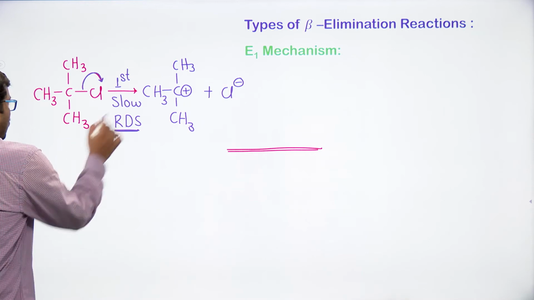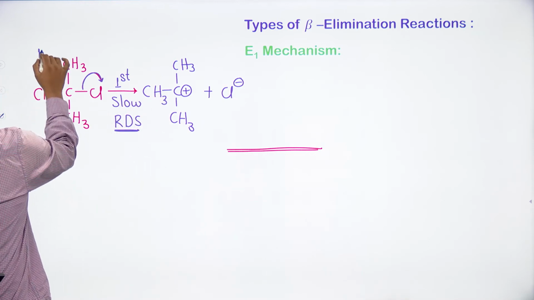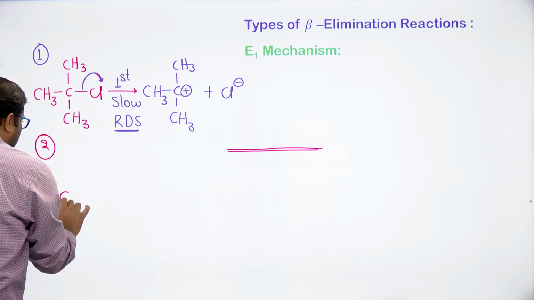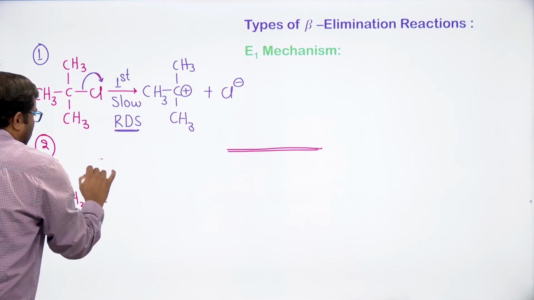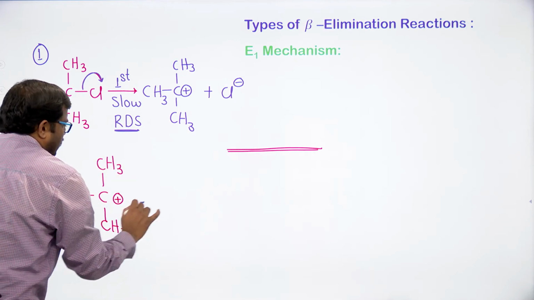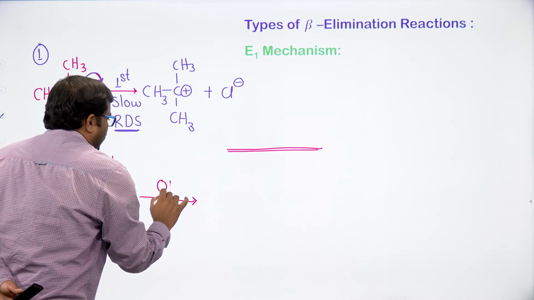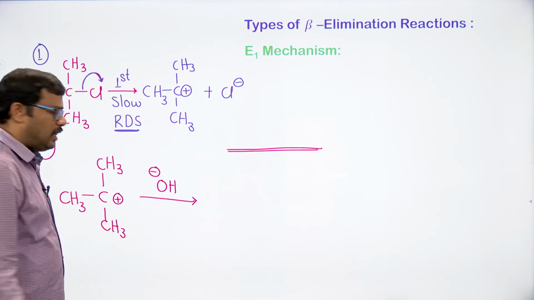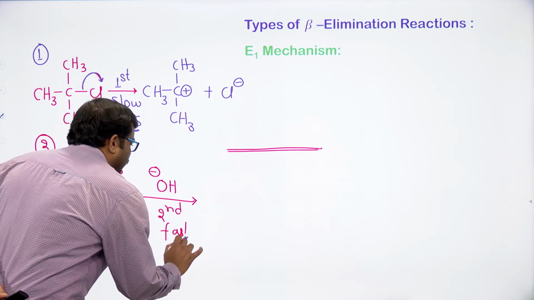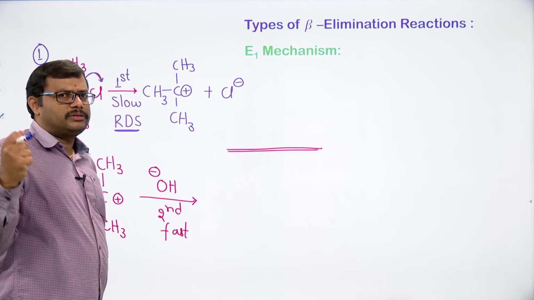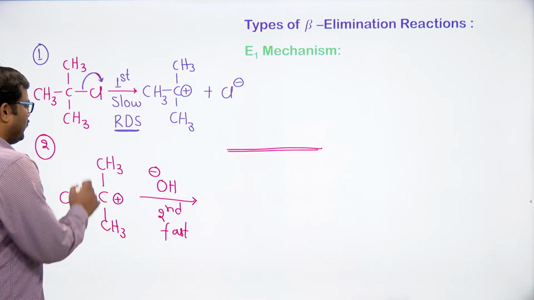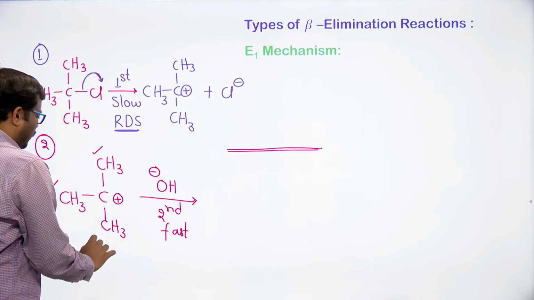Next, now I am writing step number 2. So, here CH3, C, CH3, CH3 with a positive charge. Now, the base will come here, OH minus ion. So, this is the second step, and it is the fast step. So, here the base is going to quickly abstract the proton from this one. So, the base can abstract the proton from which carbon atom? Maybe from this carbon, maybe from this carbon, maybe from this carbon.